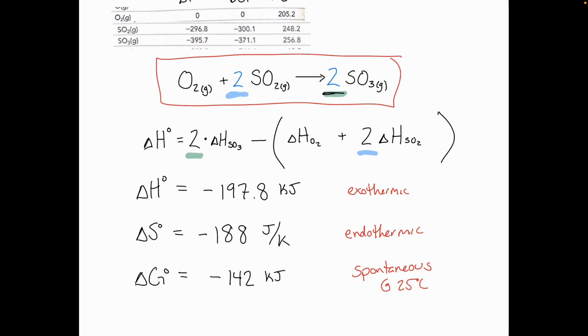Let me do it again. 2 times 371.1 minus in parentheses 0 plus 2 times negative 300.1. Oh, no, I did not. What did I do wrong up here? Oh, no, no, no. Hold up. I messed that up. 2 times negative 371. Yeah, negative 142. Parentheses maybe? Yeah. Oh, there you go. Me too, actually, when I did it again.